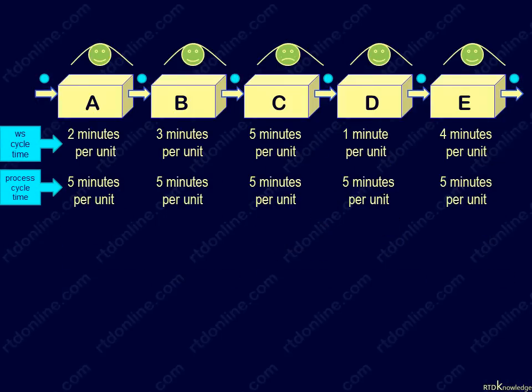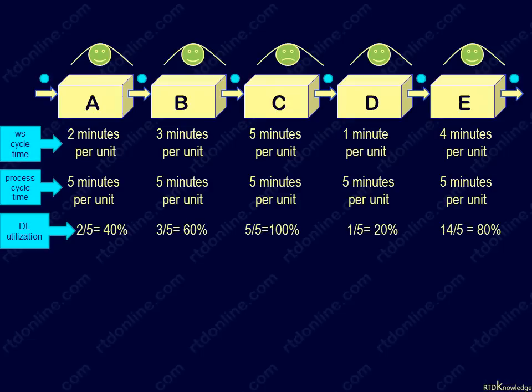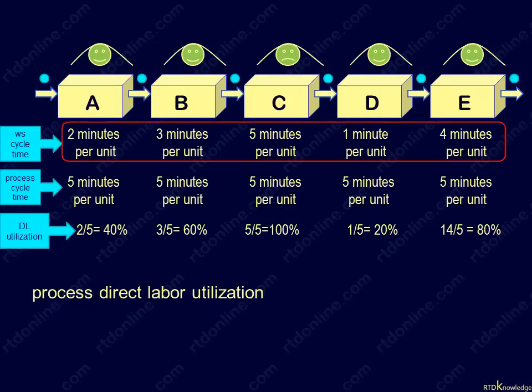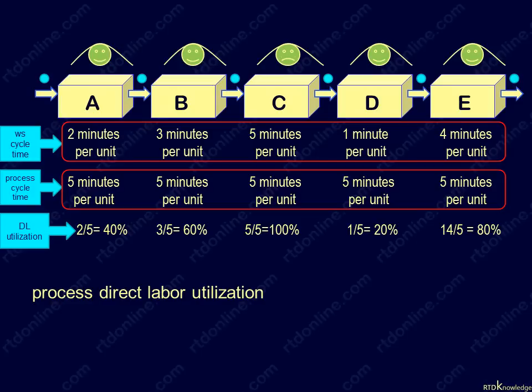You can also get direct labor utilization of each station by dividing its cycle time by the process cycle time, or bottleneck cycle time. We use cycle time to get the overall process utilization. Note that to produce a unit, the entire team of 5 operators work a total of 15 minutes, or the sum of their cycle times. But each of them actually spent 5 minutes on every unit, which includes idle time due to waiting for the bottleneck C to catch up.